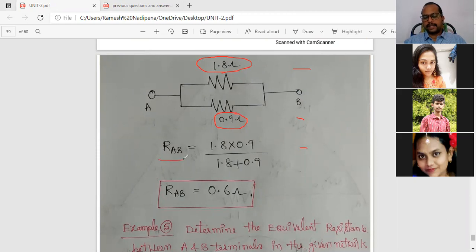Then the final step: the equivalent resistance across AB is the parallel combination of these two. That is product by sum: 1.8 into 0.9 divided by 1.8 plus 0.9. So the final answer is 0.6 ohms. Please copy the solution.